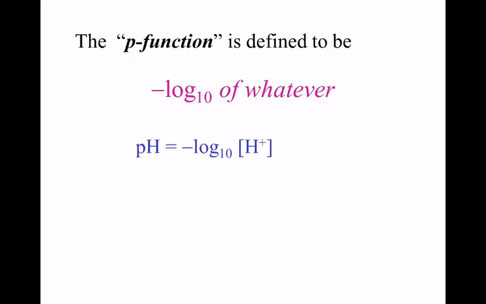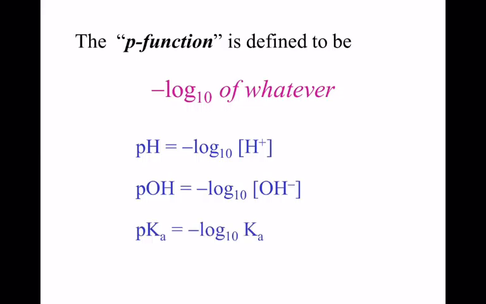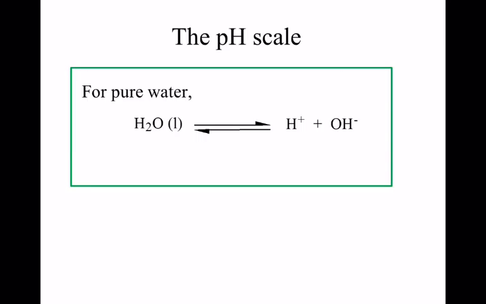Okay? We're going to be broadening that out and looking at pOH, which is negative log of the molar concentration of the hydroxide ion. Another P function we're going to apply is, remember those Ka's, the ionization constant of a weak acid? The pKa would be negative log of the Ka value. Literally. So we'll do some examples of those.